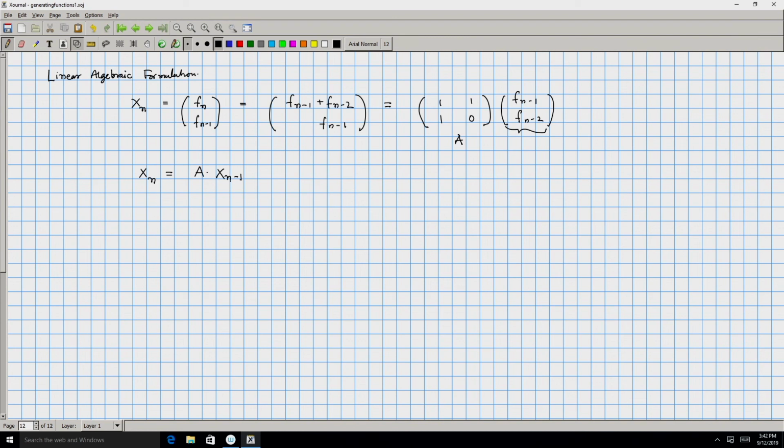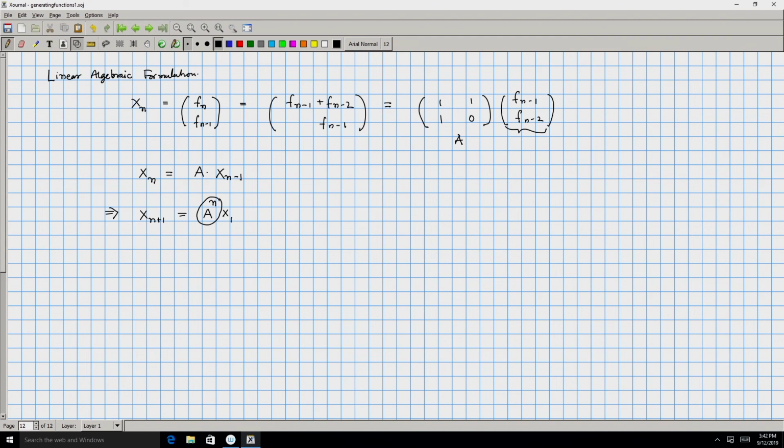and therefore, you can repeatedly apply this and say that xn is equal to A raised to, okay, let us think of xn plus 1. So, xn plus 1 is equal to A raised to n times x1. Okay. So, A raised to n is going to be a 2 cross 2 matrix. If we can somehow estimate that matrix, from that information we can determine the nth Fibonacci number.